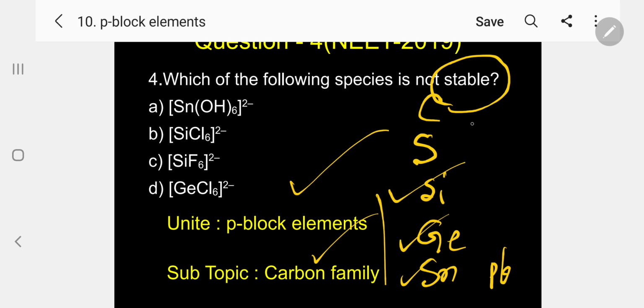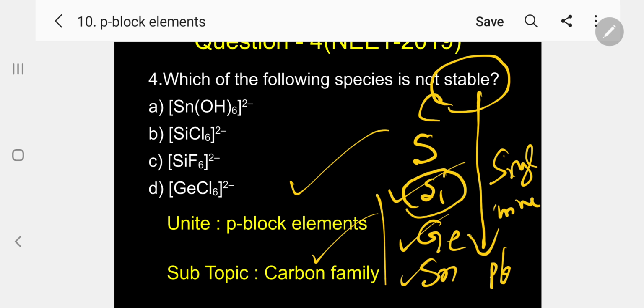So when you move down the group, the size of the central atom increases. Here the central atoms are tin, silicon and germanium. So what is the smallest size? Silicon. Among the three, silicon is the smallest. So when you take silicon, two options are there, SiCl6 or SiF6.